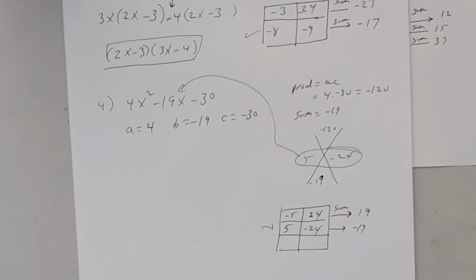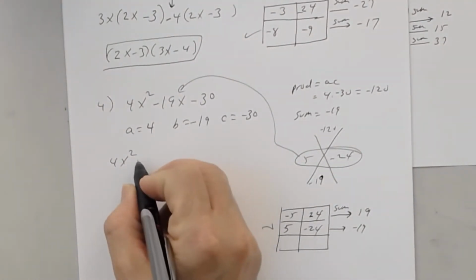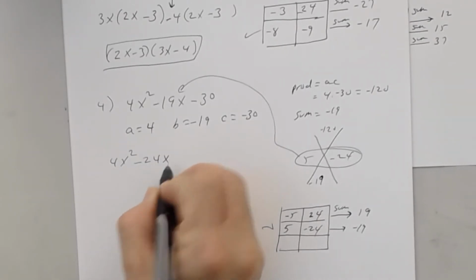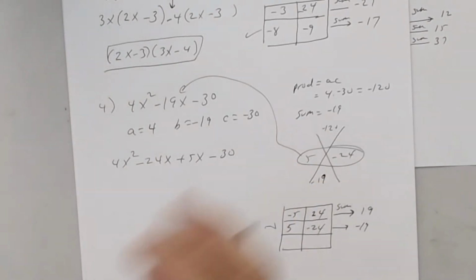5 and negative 24. Now you can put 5 first or you can put negative 24 first. Does not matter. Okay, so tell me what you want to write. So you're going to say 4x squared, then what else? Minus 24x. What else? Plus 5x, and then what? Minus 30? Okay.